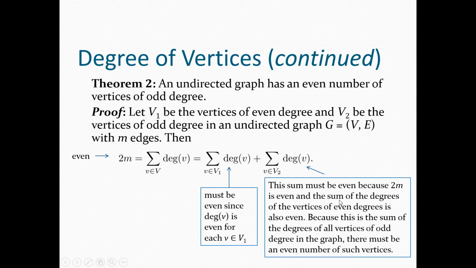So the sum of the degrees of the vertices of even degrees is even, and the other part is the sum of the degrees of all the vertices of odd degrees in the graph. So there must be an even number of such vertices, right? Because if we have an odd number of odd vertices, then the sum of degrees won't be equal to an even number, right? So this must be even. So this is the proof. An undirected graph has an even number of vertices of odd degree.